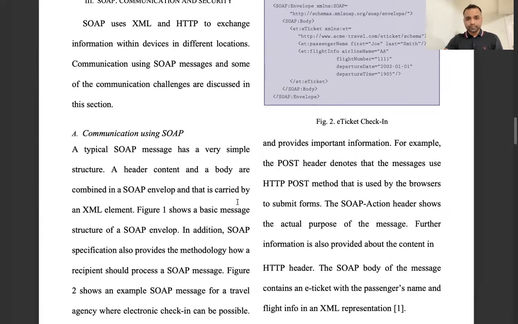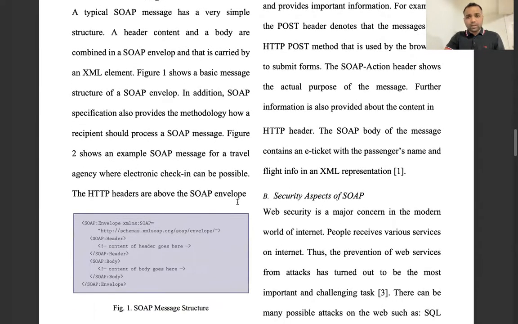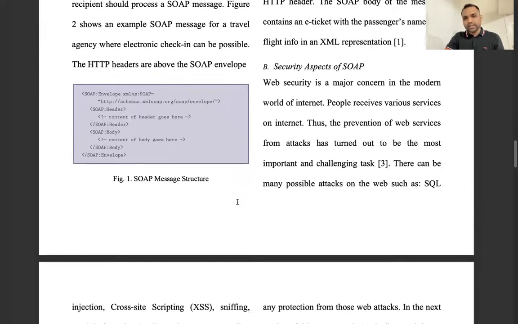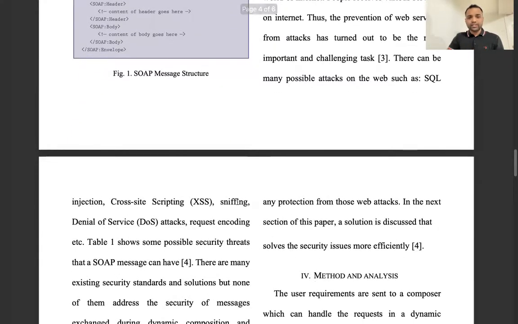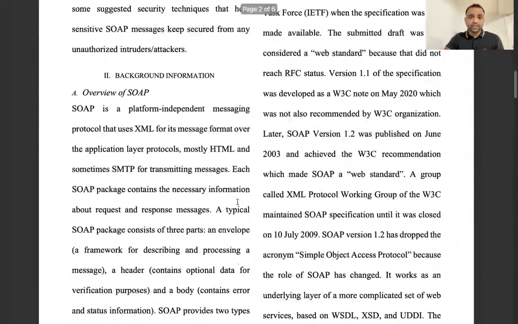And while I will be discussing security issues, there are some security vulnerabilities. Those will come up in this discussion, and I will try to provide some solutions given by experts to solve those security issues while we're exchanging the SOAP messages, and I will conclude this presentation.